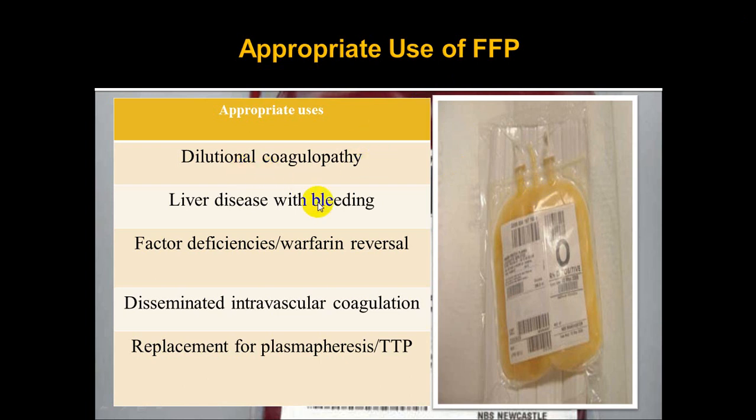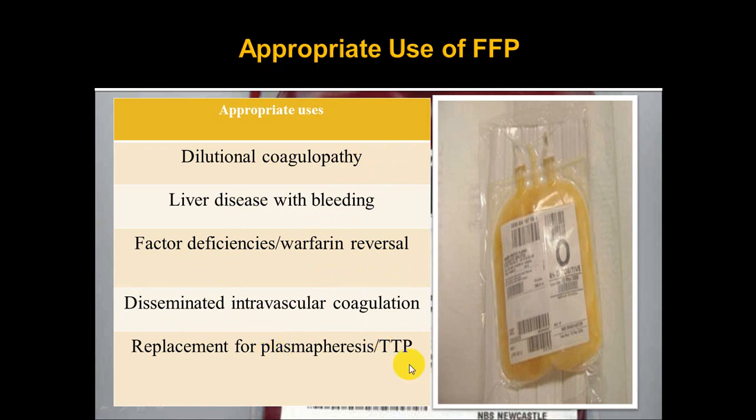Patients who receive massive blood transfusion, more than 12 units within 24 hours. Liver disease with bleeding, chronic liver diseases with a bleeding tendency. Factor deficiency, warfarin reversal, patient taking warfarin and warfarin overdose. Disseminated intravascular coagulation, whatever the cause.